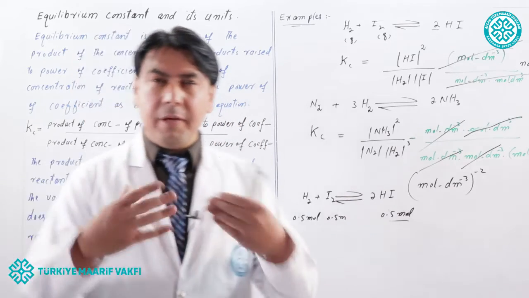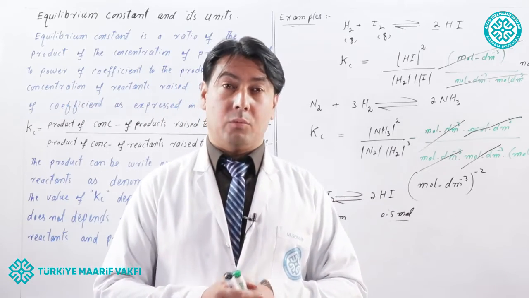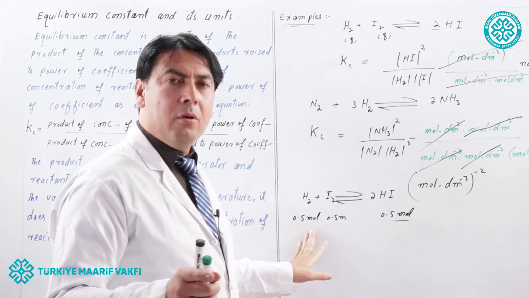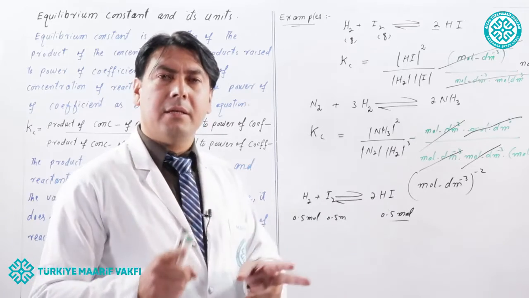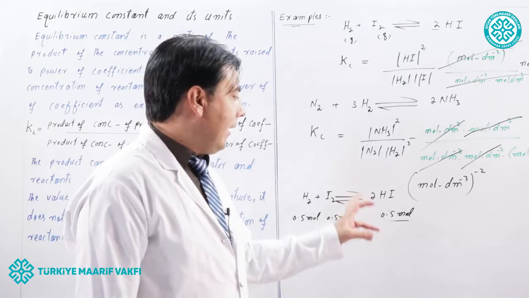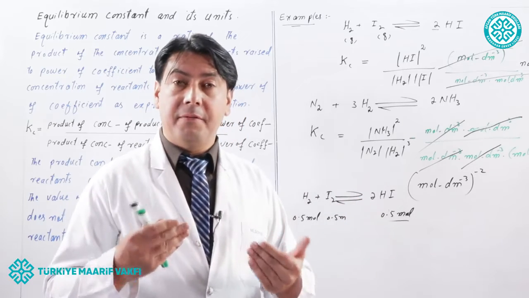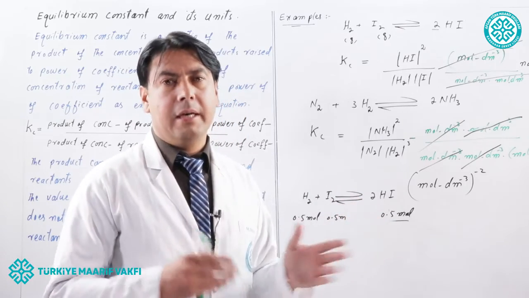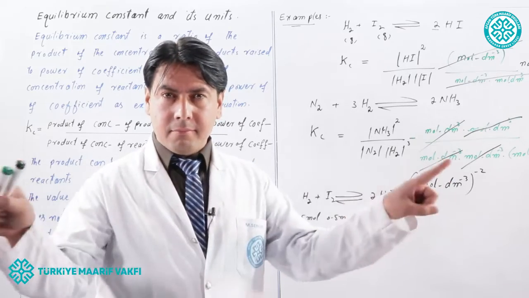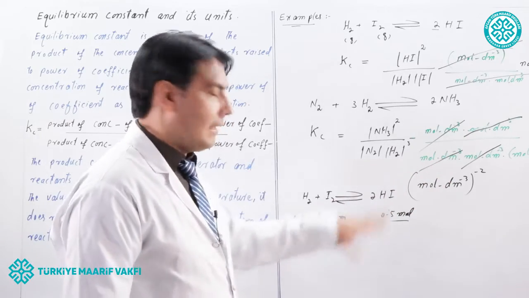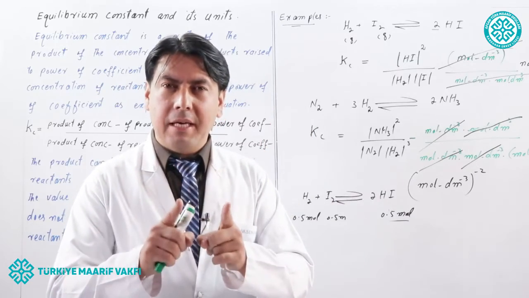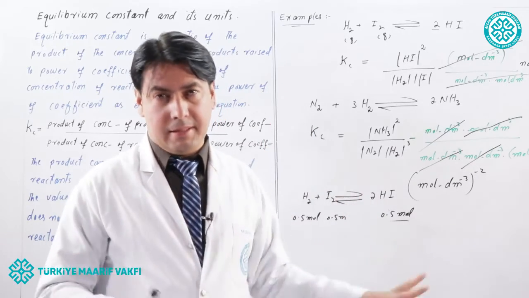So what will be the value of Kc? What will be the value of Kc if 0.5 mole of hydrogen gas reacts with 0.5 mole of iodine gas and they produce 0.5 mole of hydroiodic acid? So at equilibrium state, they have the same concentration. What will be the value of Kc at equilibrium state?